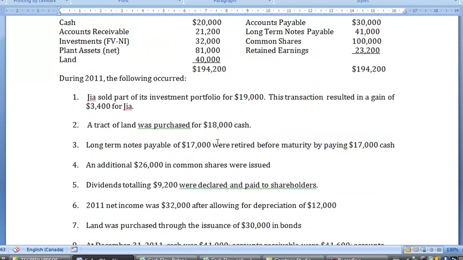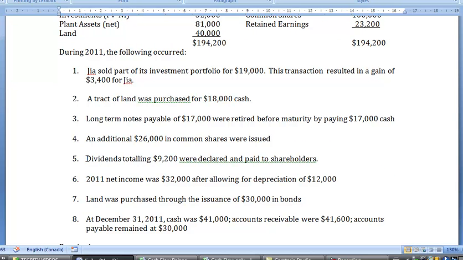Because when you have ASPE standards, it tells you that when you have a dividend that was paid during the year, what that means from a cash flow perspective is under ASPE standards, they must account for dividends paid as a financing activity when they're doing the cash flow statement.